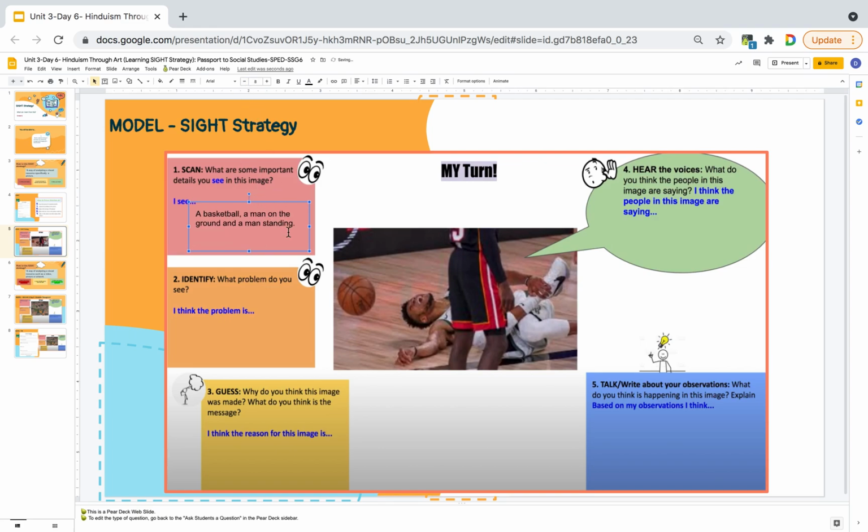What else do you see? You might say the man on the ground is holding his foot, because that is one of the details that we see here. Let's move on to the second one. It says identify. What problem do you see? By looking at this picture, I think the problem is the man has fallen and hurt himself in a basketball game.